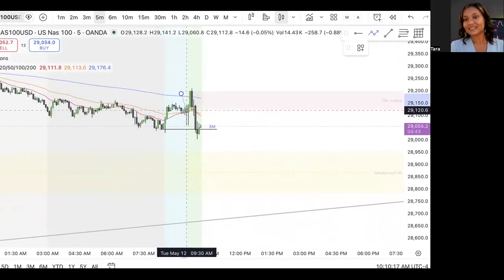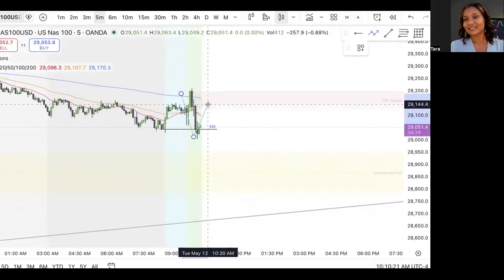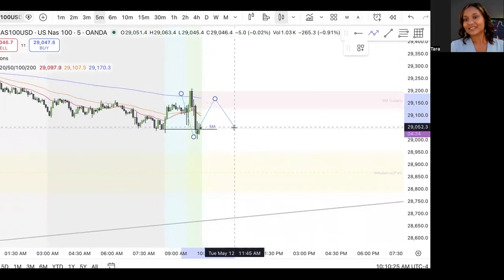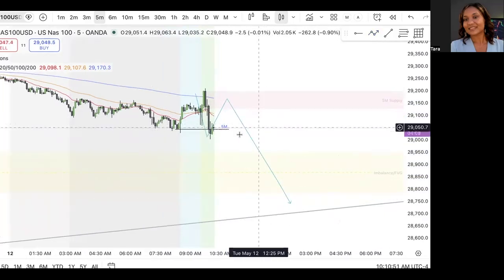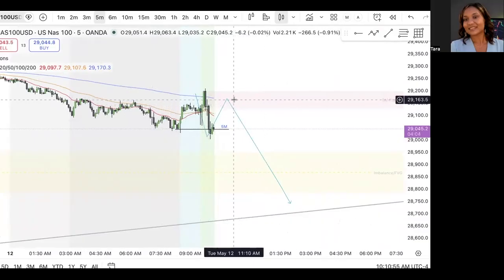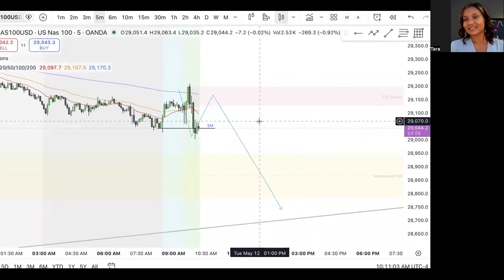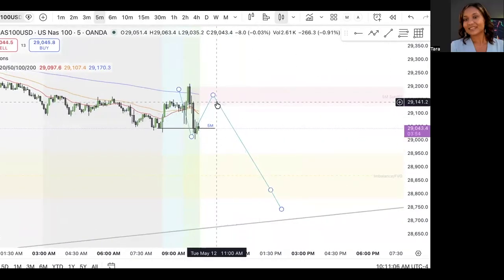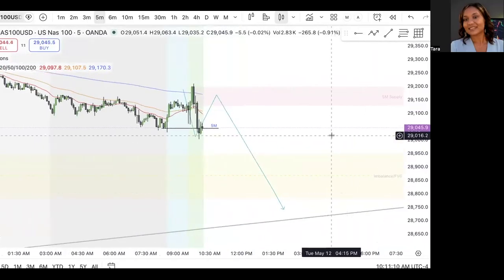We have a strong push down, and we're expecting price to come back up here into this supply area, and then continue downward and perhaps fill this imbalance. So we're expecting price to come back up here into the supply area and tap into supply, give us a sell signal. Then once we see a sell signal, we'll know that it's okay to take our trade to the downside. And we're wondering if price will fill this imbalance below.